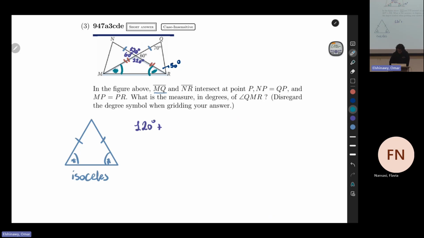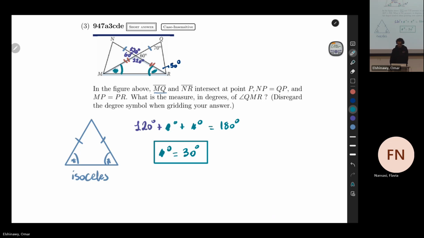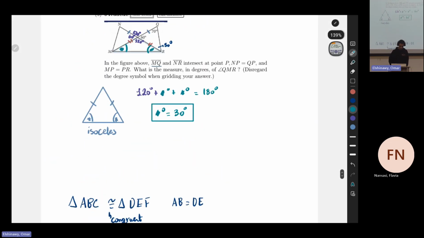120 plus the green angle plus the green angle is equal to 180 degrees. Then it is clear that the green angle needs to be 30 degrees. It's 150, 180 minus the 120. And then we conclude. So it's good. We discovered some machinery, we didn't use it. It's totally fine.